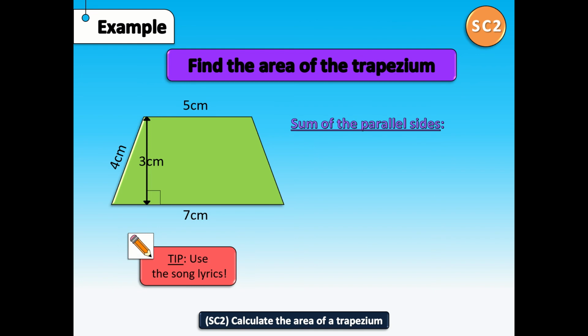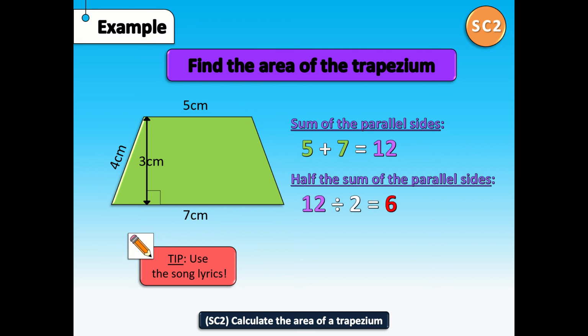So we start by adding together the parallel sides. So that would be 5 and 7. So that's 12. Then we divide this by 2. So 12 divided by 2 is 6.